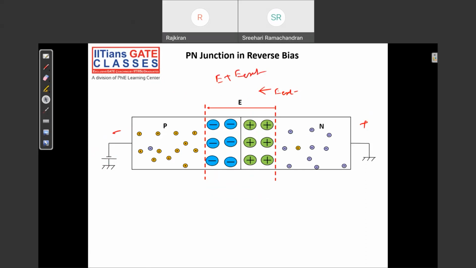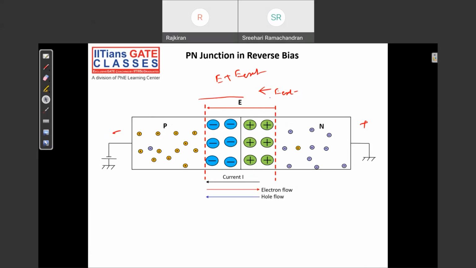So the barrier for the hole to flow from P to N, and the barrier for the electron to flow from N to P, is increased. But what will happen? What will this electric field do? Even though the barrier for the holes from P to N is increased, the electron can flow from P to N, because now the field is more. It will allow it, because the force is more.